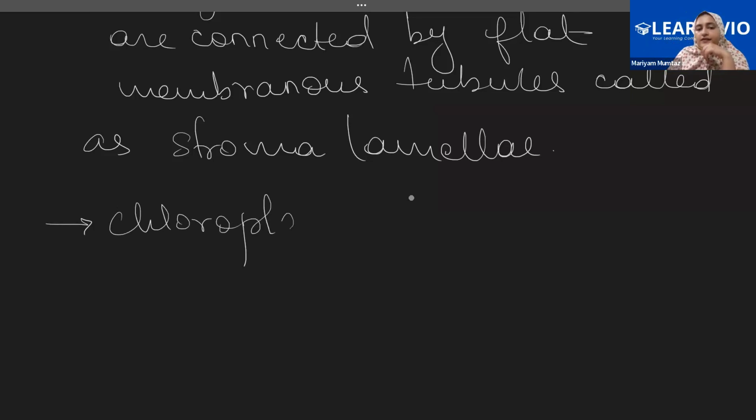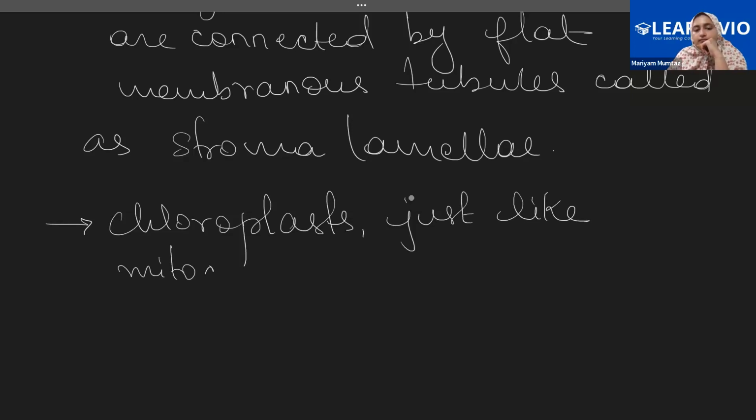Who can tell me the meaning of semi-autonomous? Anyone can tell me. They have the things which cells have separately, and they have their own DNA and ribosome. Yeah, but okay, they have their own DNA, they have their own ribosomes, but how does that make the chloroplast and mitochondria semi-autonomous? What is the meaning of semi-autonomous?